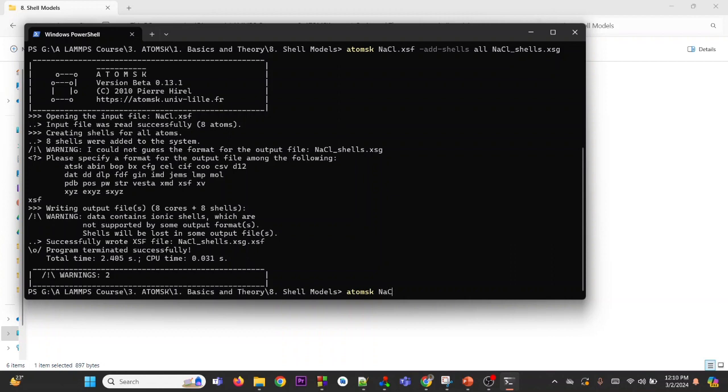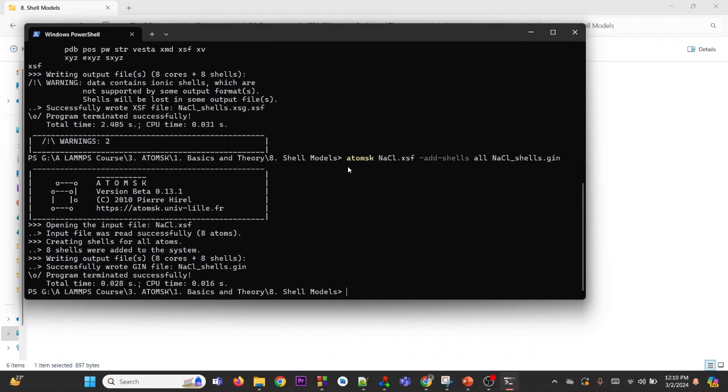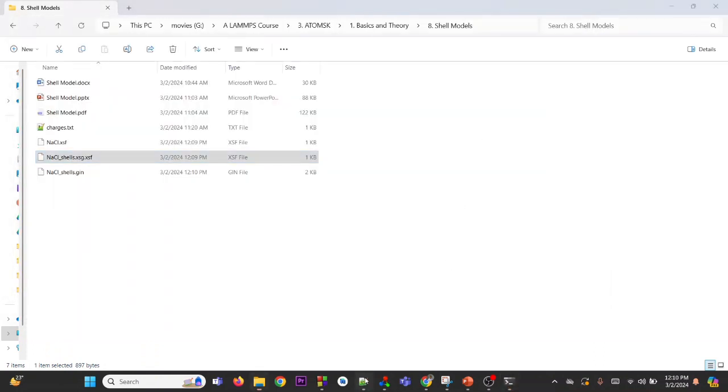So I am again opening the XSF file, adding shells to all the atoms and storing the output in shells.gin. So you see, now 8 shells were added to the system, writing output file 8 cores plus 8 shells.